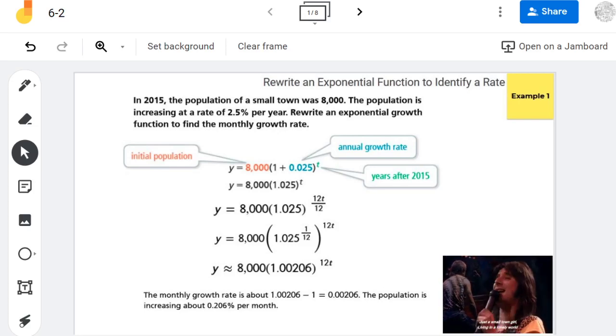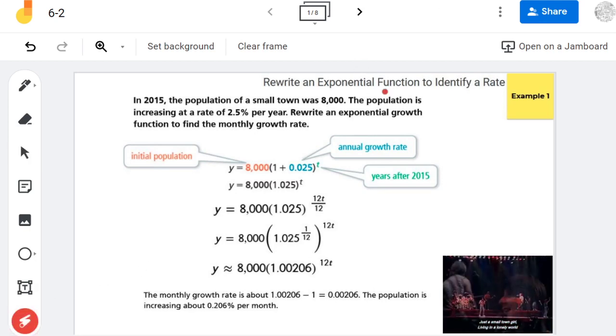In today's video, I'm covering example 1 from lesson 6-2 in the SavvasRealize Algebra 2 textbook. The goal of today's video is to rewrite an exponential function to identify a rate.